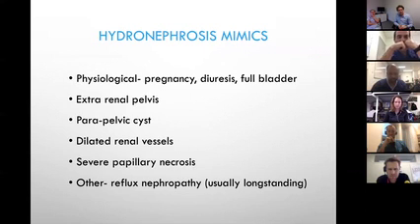All right. So these are the possible causes of hydronephrosis mimics. It could be physiological, like pregnancy, especially late pregnancies. Patients who have significant diuresis, like active diuresis going on. A full bladder could have a little bit of back pressure. Extrarenal pelvis, parapelvic cyst, dilated renal vessels will mimic a hydronephrotic collecting system. Papillary necrosis, more like an ATN, and some reflux nephropathies can look like hydronephrosis. Usually those things are long-standing, as I said before. There are quite a few reasons.